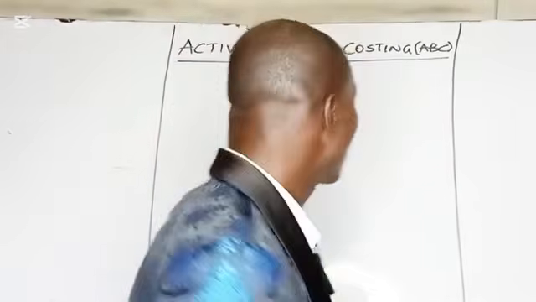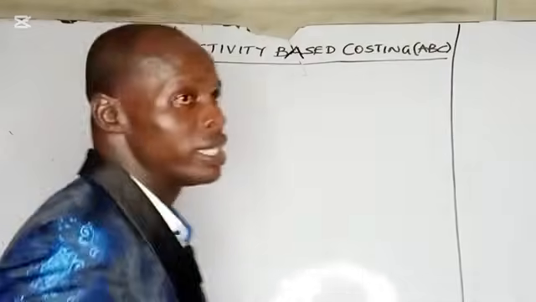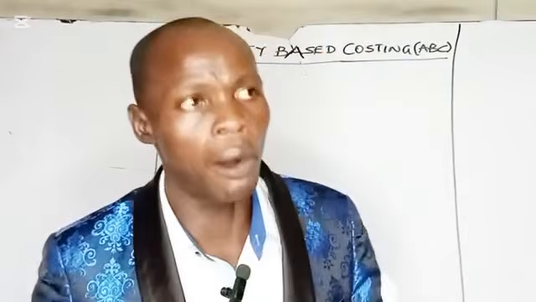In this lecture, I want to examine activity-based costing, ABC, using question number 2 of ICAN November 2024 Performance Management as work example.